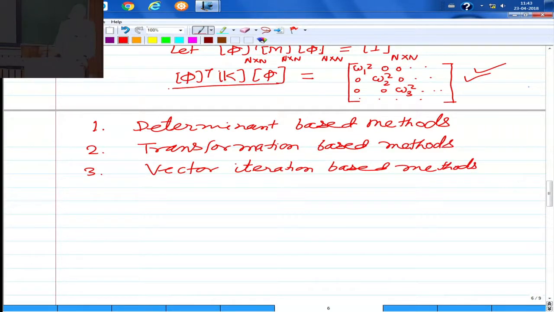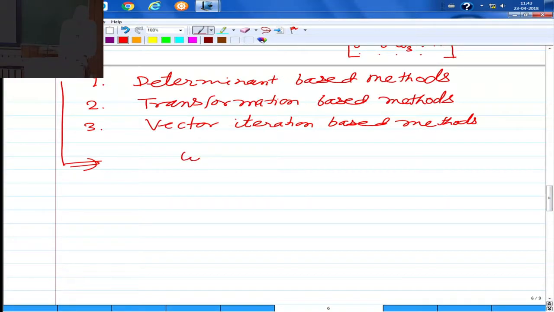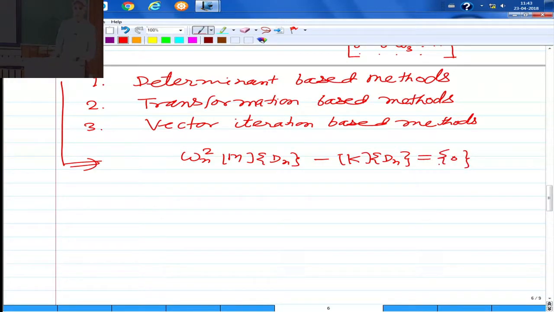So there are so many methods. If you look at the first one, the determinant based methods, your general eigenvalue problem is that I have some omega n square, and let me talk only about a particular eigenvalue. So omega n square m into dn minus k into dn is equal to a null vector on the right hand side. Now this can also be transformed into a standard eigenvalue problem, either by multiplying by m inverse on both sides or k inverse. So you can transform it into a standard eigenvalue problem, essentially A into d equal to lambda times d. That can also be done.